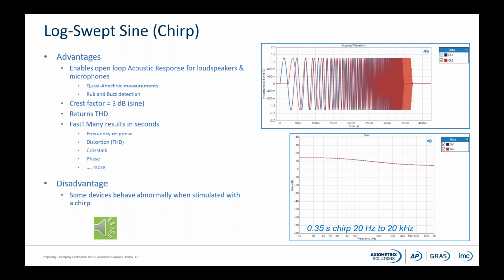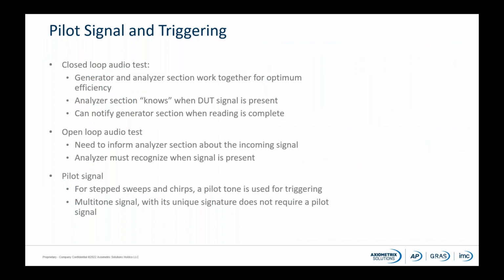While stepped sweep measurements are historically standardized, the log sweep sine or chirp measurement has some significant benefits. It's much faster. It provides quasi-anechoic electroacoustic measurements plus rub and buzz results. In a closed loop test, the generator and the analyzer work together, informing each other of starting a measurement, moving to the next measurement step, and when the measurement is completed.